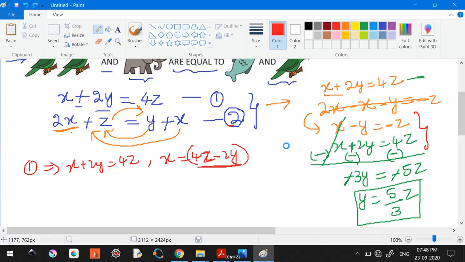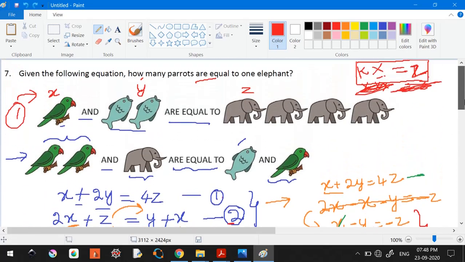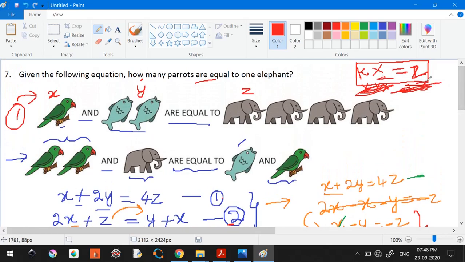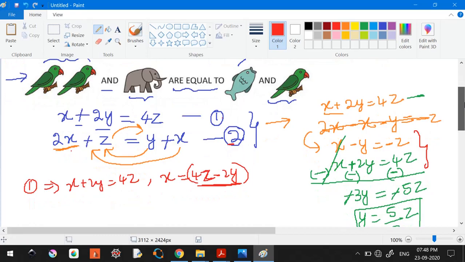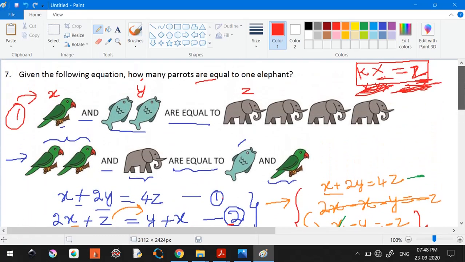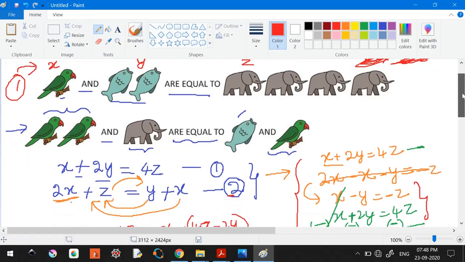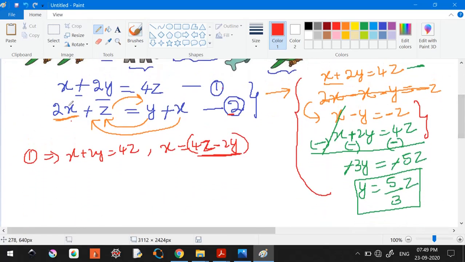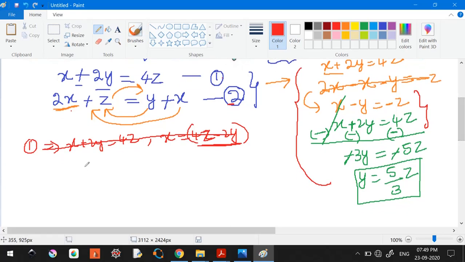But wait, let us be more intelligent. We need the relation between X and Z, right? So let us try to eliminate Y that way. Let us ignore this, keep this aside, we don't even need this. Let us be a little intelligent, use our brains, and because we need the X and Z relation only, let us try to eliminate Y, right? So let me do that thing, which will be wiser.